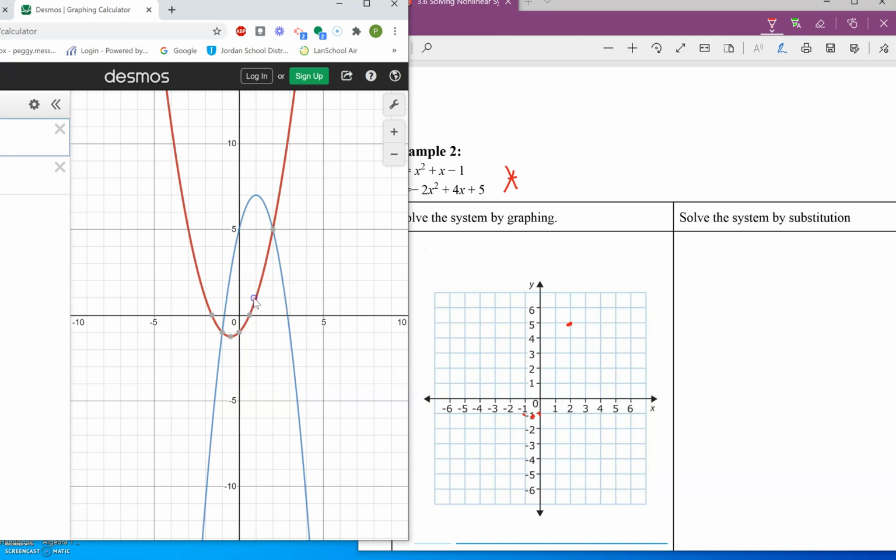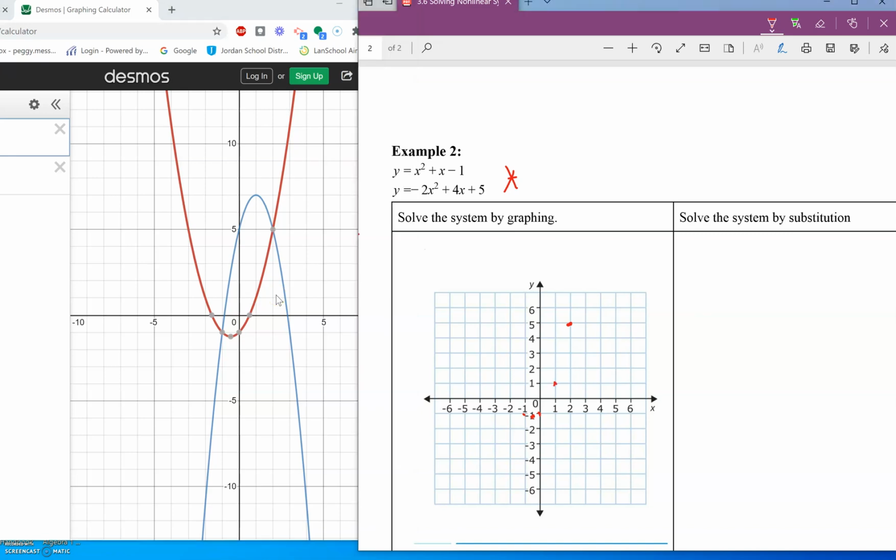It goes through 1, 1, because 1 squared is 1, plus 1 is 2, 2 take away 1 is 1. It goes through the point 1, 1. It goes through the point negative 2, 1. It's going to go through the point negative 3, 5. And there's that one. Okay. We can see where the intersection points are already. 2, 5 is an intersection point.